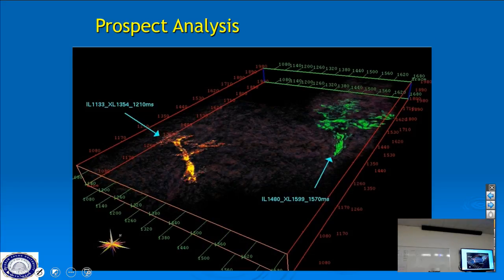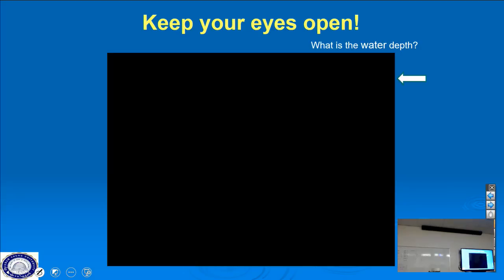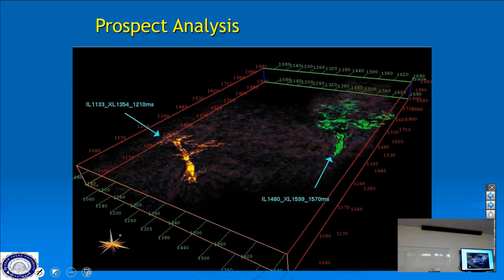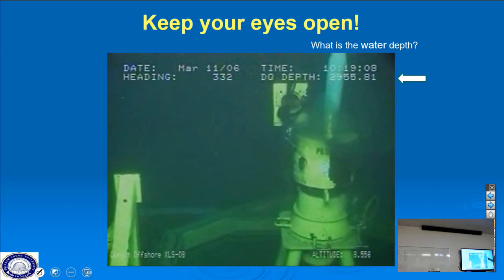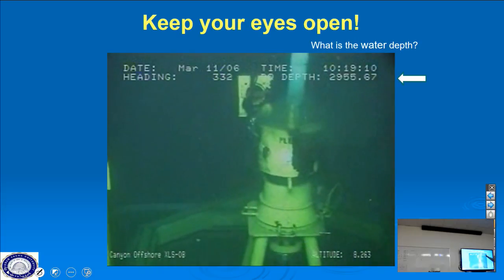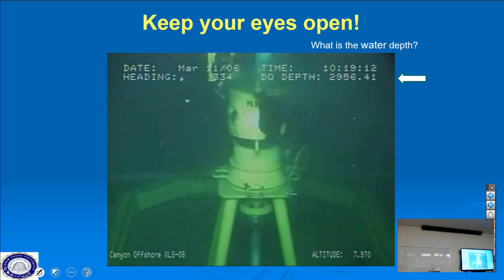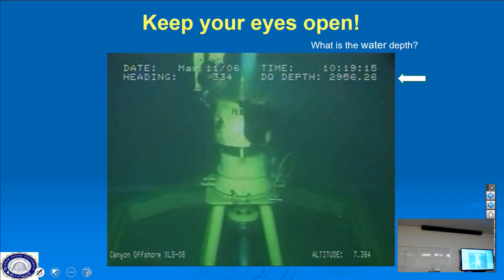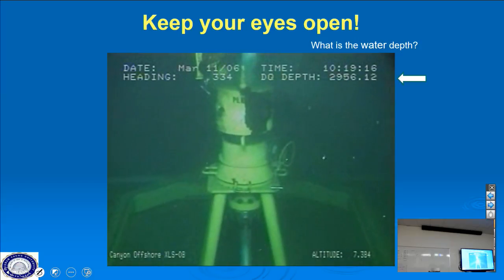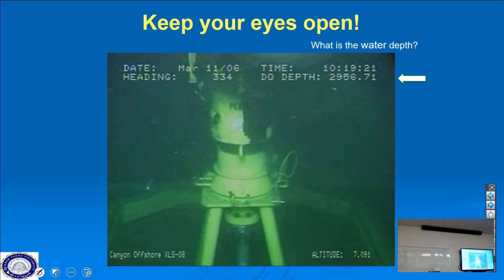Here's another way to look at it. Oh, I got to show you this, and then we'll get done with these. Okay, keep your eyes open. This is water depth right there in feet. Or is it in meters? I think it's in feet.